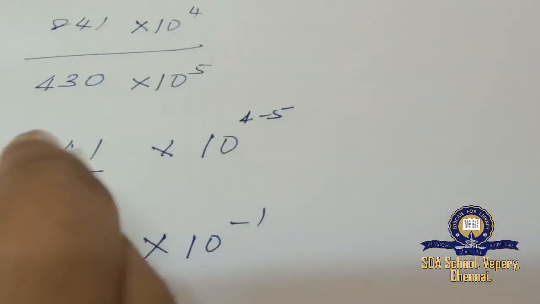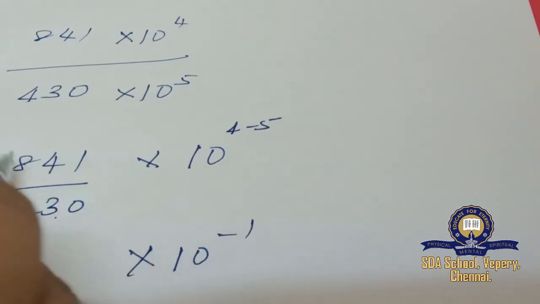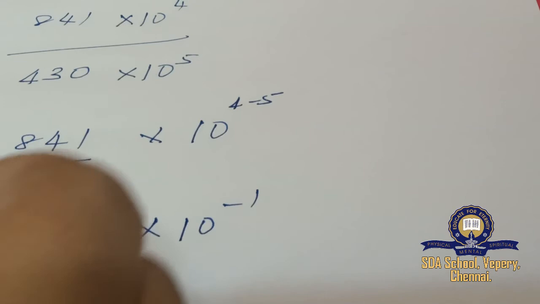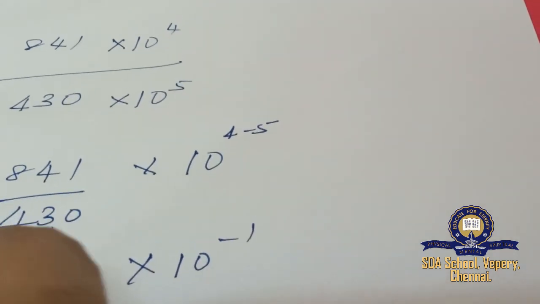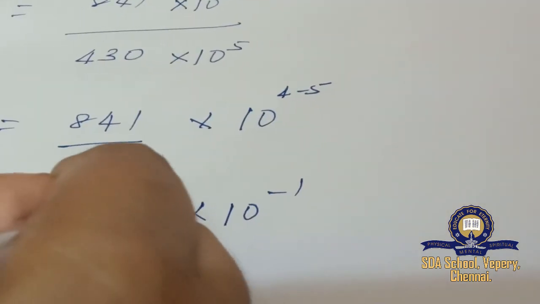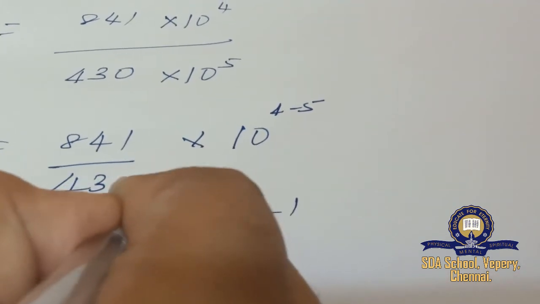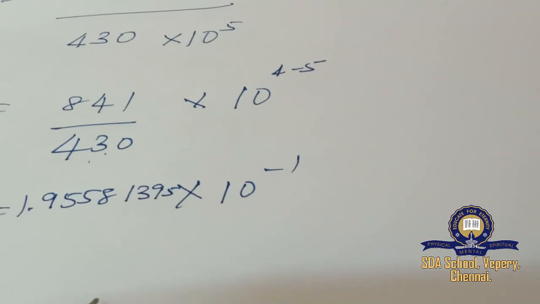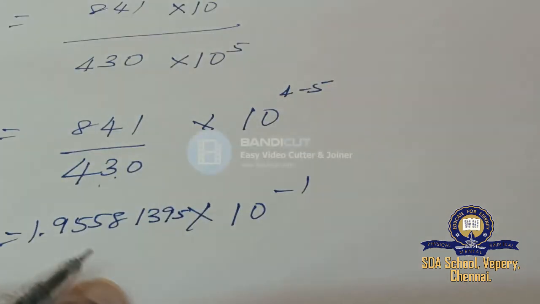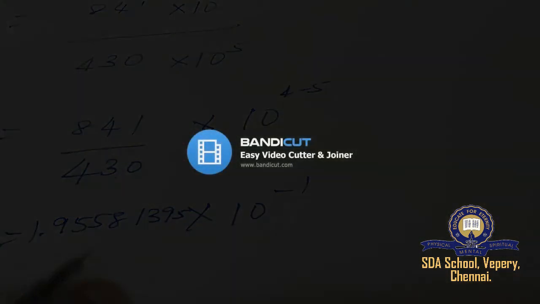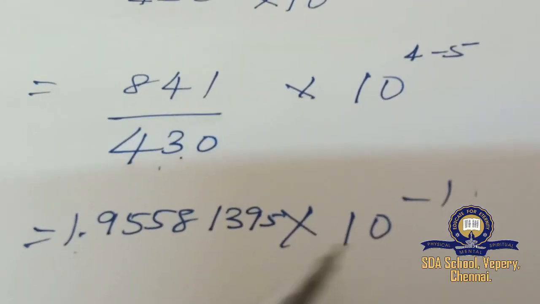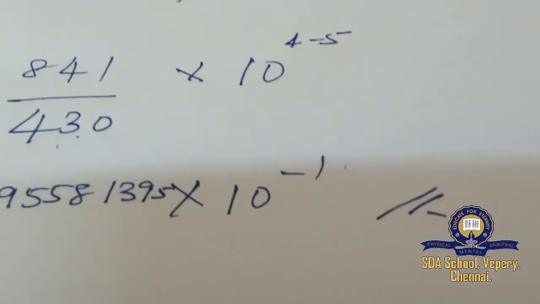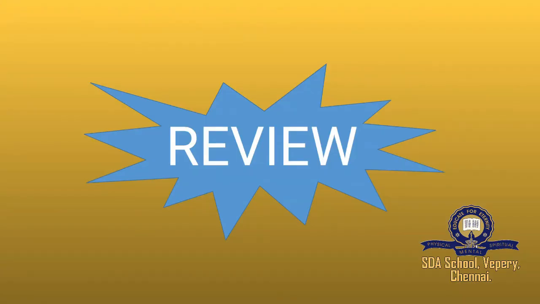This will remain as it is, and then you can actually divide this. 841 by 430, normal division only. The answer for that which you will get is 1.95581395. It's a bit long, but it's normal division only. Okay, students. So this is in standard form. I can stop till here itself. Got it, students? Now let us do a quick review.